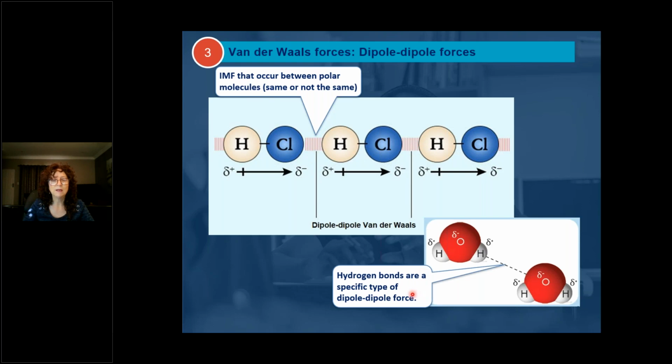All right. Another one is the hydrogen bonds, which are a specific type of dipole-dipole force. Hydrogen bonds are very strong bonds, so it is a specific dipole-dipole force.